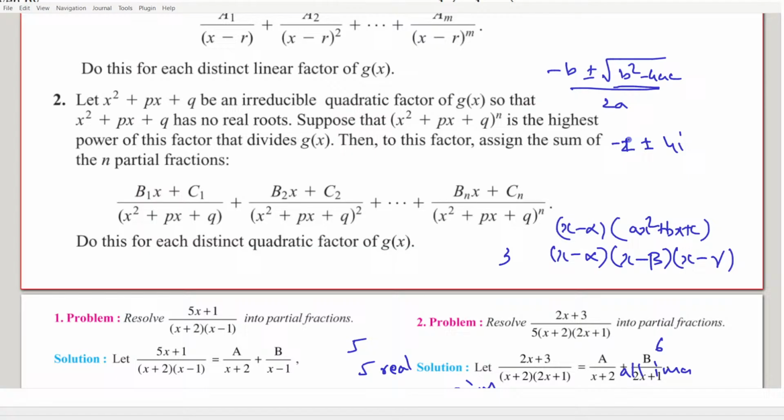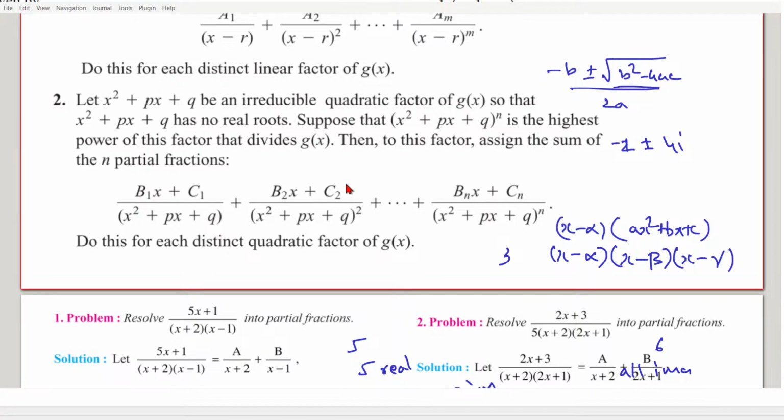Okay. Now let's say you have 4 real roots. All 4 could be different, or 2 of them could be the same, or 3 of them could be the same. All 4 could be the same, 3 could be the same, or 2 could be the same and another 2 different, or 2 could be the same and another 2 could be the same, like this. We have various possibilities when you have real roots.